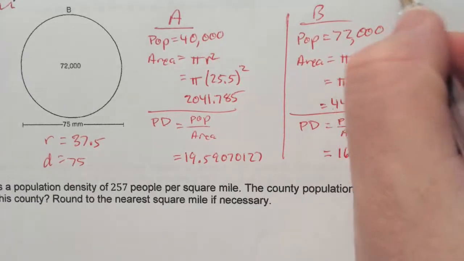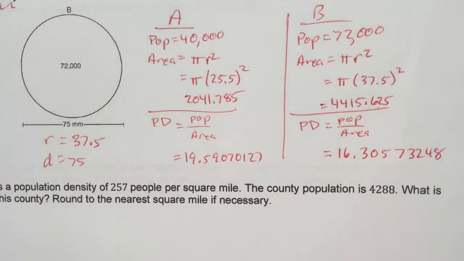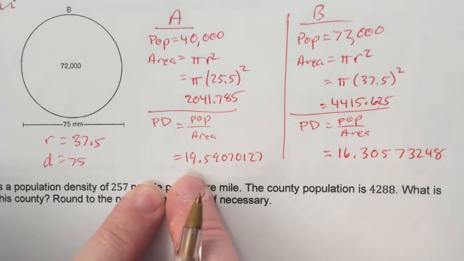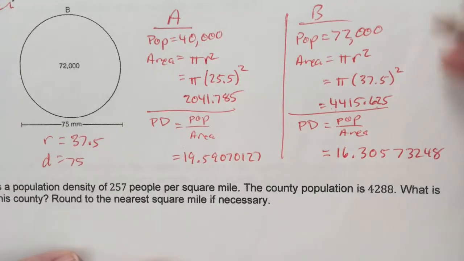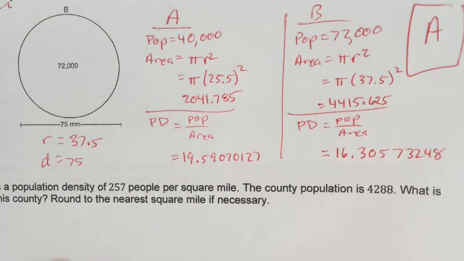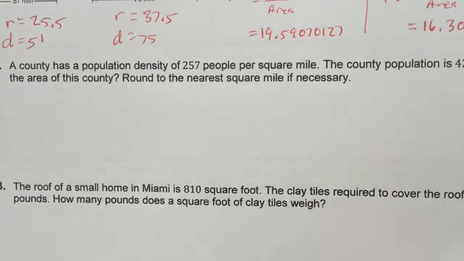Now that we found both population densities, it's time to compare. Which one had a bigger number, A or B? It was A. 19 is bigger than 16. So the answer was A. A has the bigger population density. That's it. Let's go to number 2.